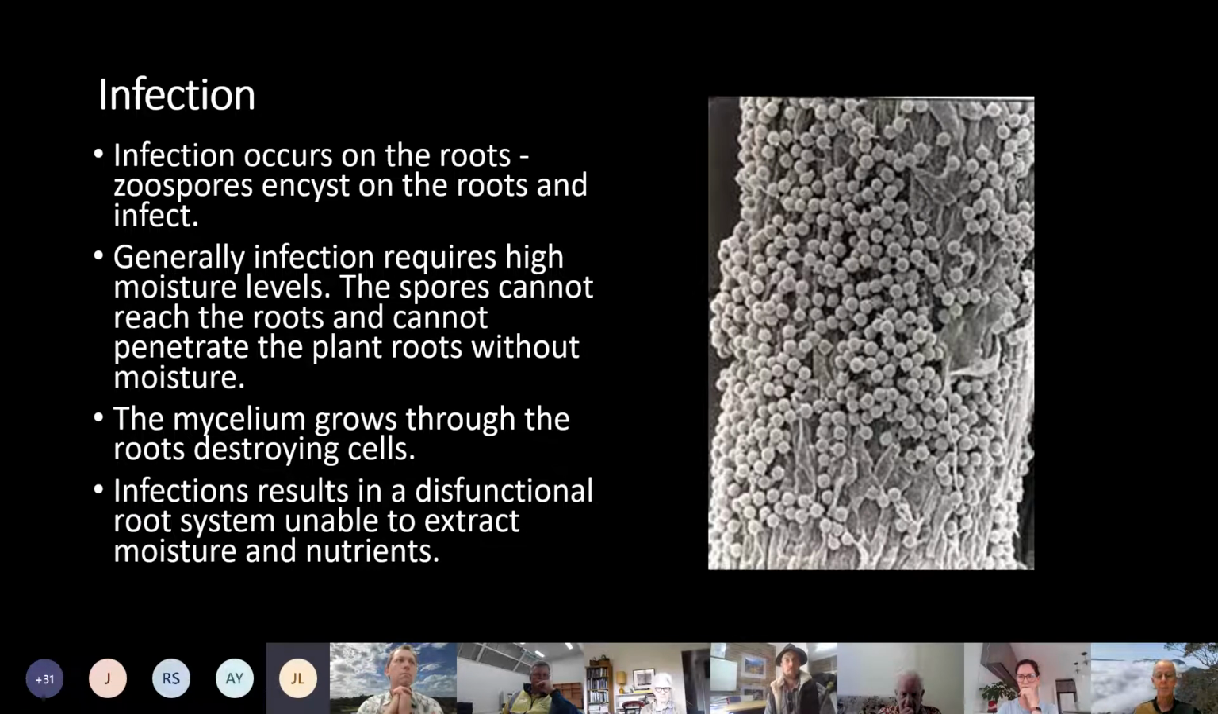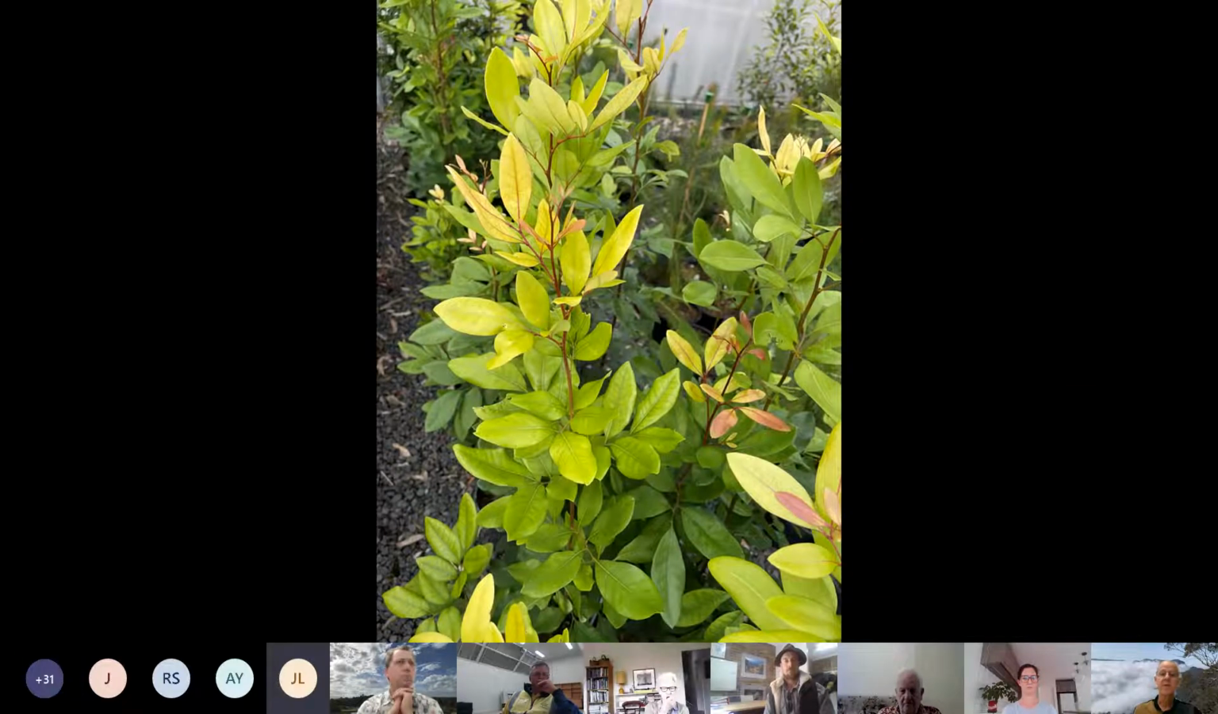and produces masses of the zoospores. This poor old plant really had no chance in terms of the number of infection points on the roots, and the mycelium germinates from those zoospores and grows through the root, effectively destroying the roots. And basically you get a dysfunctional root system, unable to extract moisture and nutrients from the soil, the potting mix, whatever. The symptoms can be initially vague.